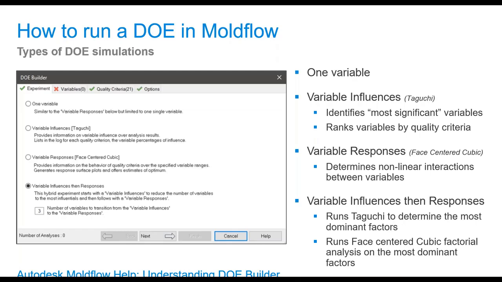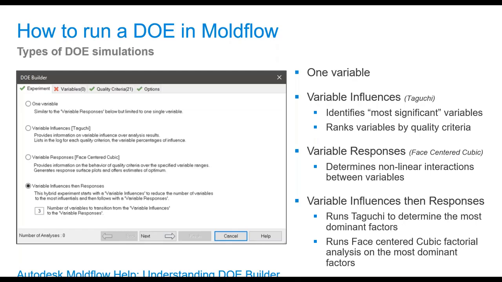The one below that, variable influences, ranks the impact of several variables on a set of criteria that define part quality. This analysis is recommended if you need to know which variables have the greatest impact on the part quality. The next, variable responses. This analysis uses a face-centered composite design to look at non-linear interactions between input variables and set up criteria that define part quality.